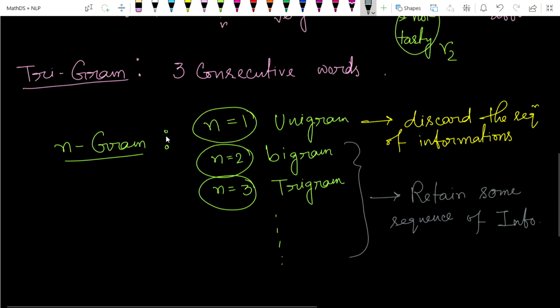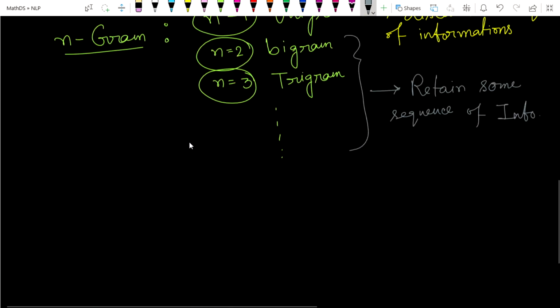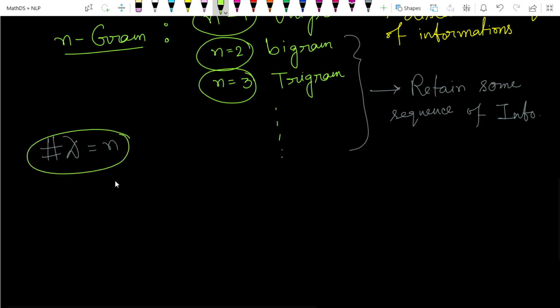Let's see it. Suppose the size of our dictionary is n. If you consider the unigram, how many words are there? In our dictionary there are n unique words, so the size of the vector will be n. The size of the unigram is n.